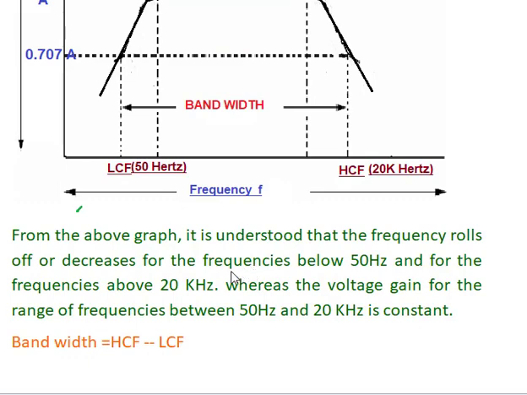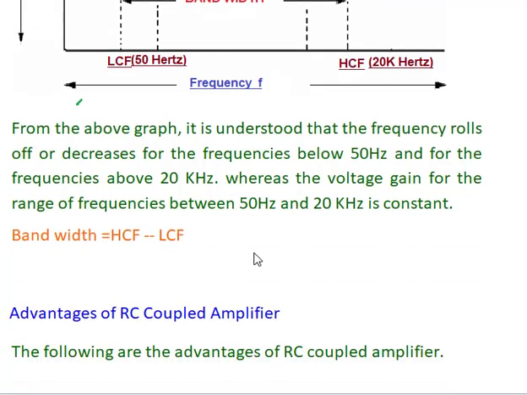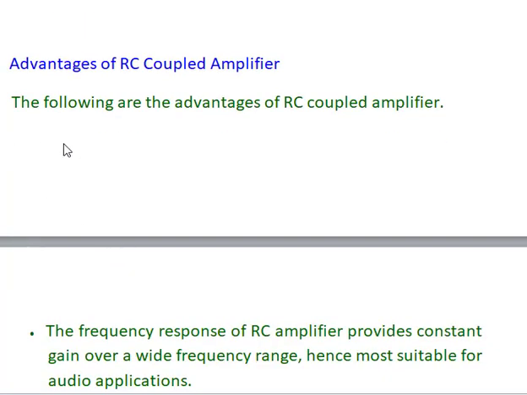For frequencies below 50 Hz and above 20 kHz, the gain falls off, whereas the voltage gain for the range of frequency between 50 Hz and 20 kHz is constant, this area. So bandwidth is the higher cutoff frequency minus the lower cutoff frequency. From this we can calculate the bandwidth.